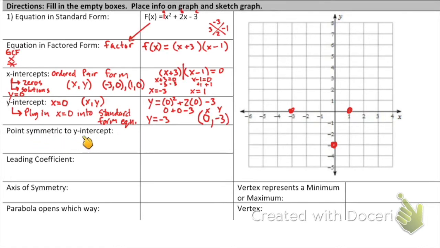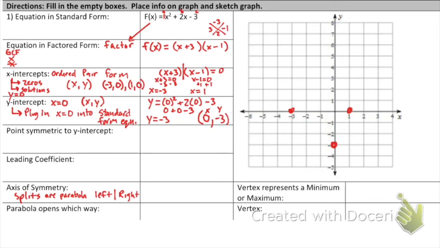Point symmetric to the y-intercept. Symmetry means it's the same on the left as it is on the right, okay? We cannot answer this until we find our symmetry line, which is called the axis of symmetry. The axis of symmetry splits our parabola, that's the graph, equally on the left, and it splits it equally on the right.